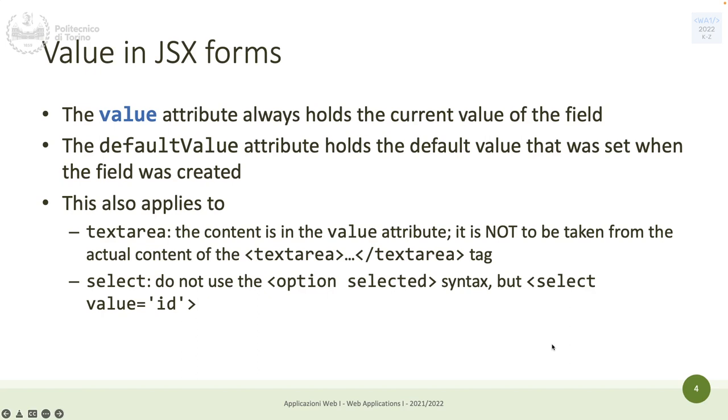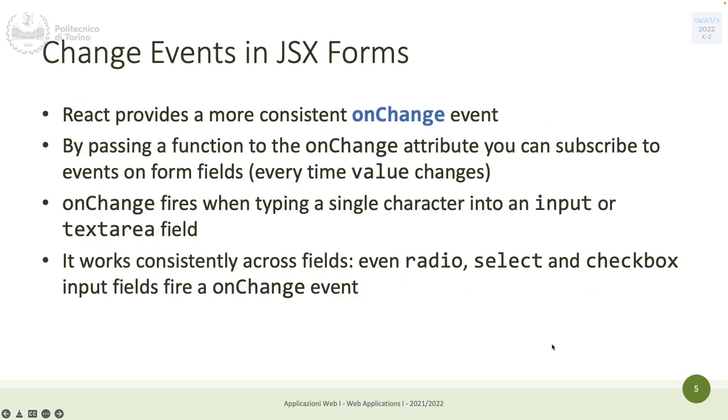So not only input has a value in HTML, but it also happens with textarea, in which value contains the current value, and also with options, where value is the selected element in a drop-down menu. While in HTML you have selected as an attribute to indicate which element is selected, here instead you have the ID, value, and the name of the element selected. So value is common in all the elements.